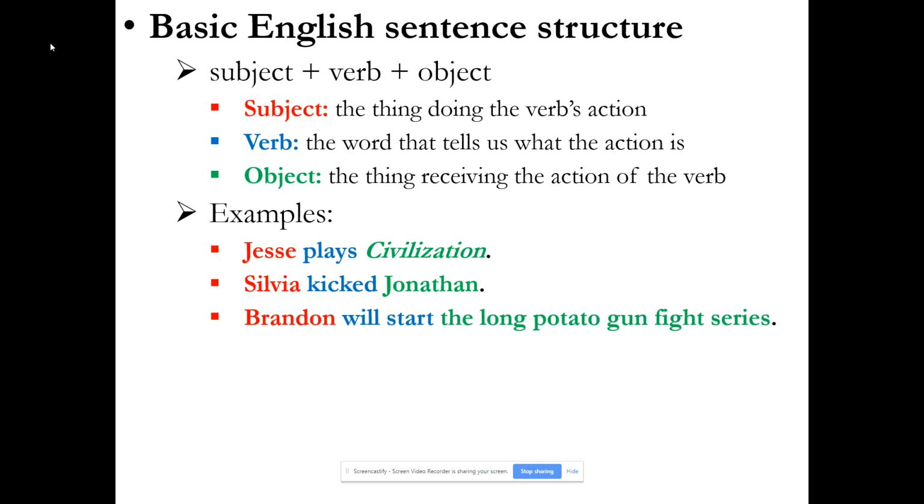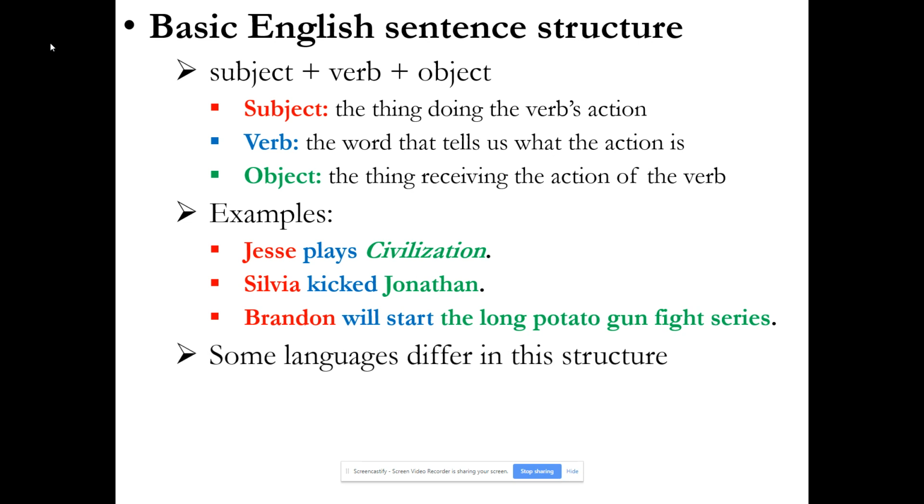Brandon will start the long potato gunfight series, right? These rules apply not just to single nouns, the rules for subject and objects, but also with phrases. So I could say Brandon, or Brandon and Sylvia, will start, future tense verb. And then this entire phrase, the long potato gunfight series, is acting like one noun, behaving like a noun phrase, which altogether is the object of the verb to start that happens to be in the third person singular future tense.